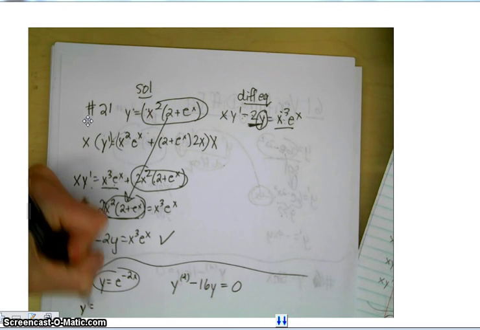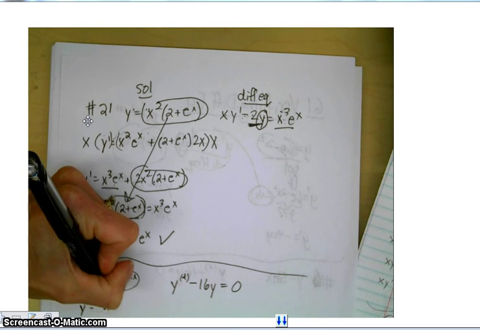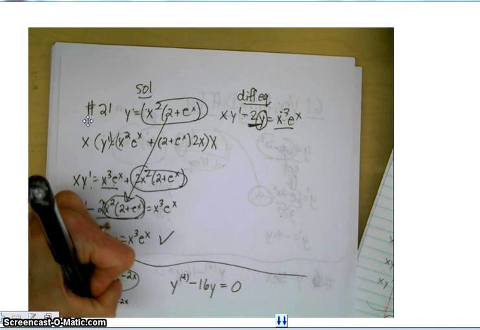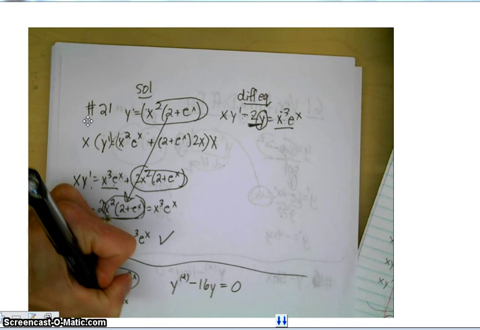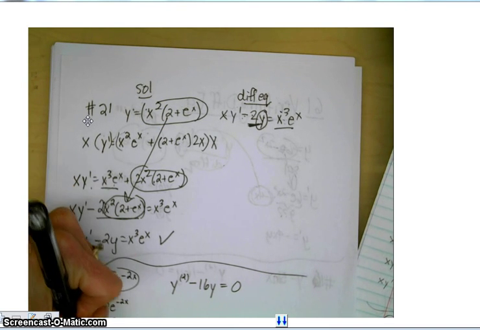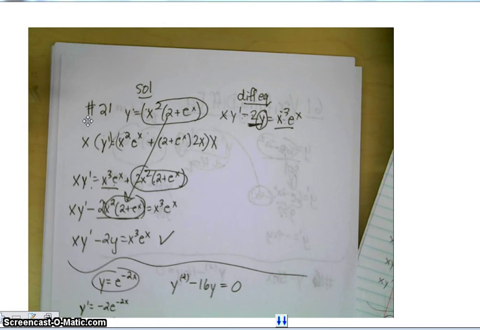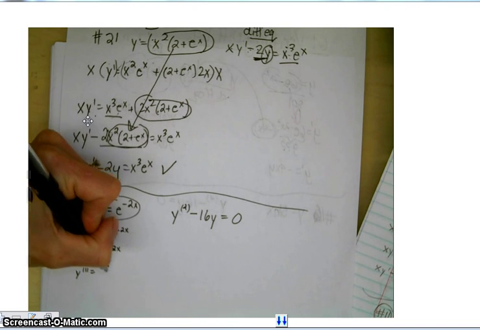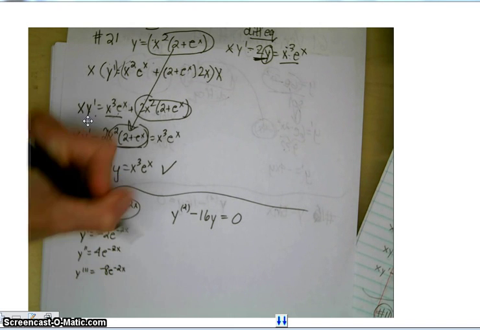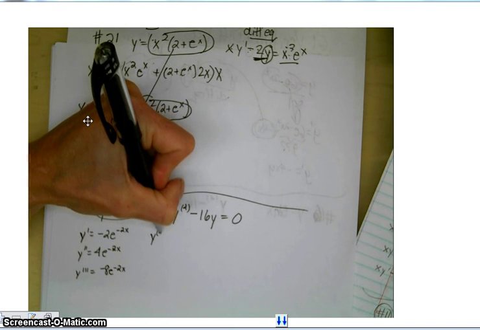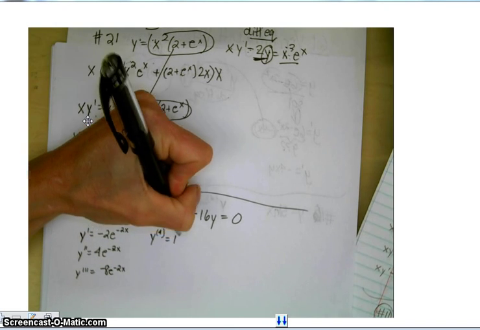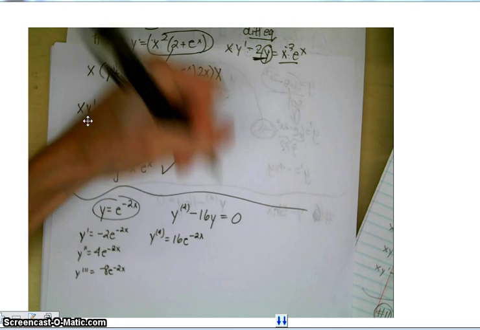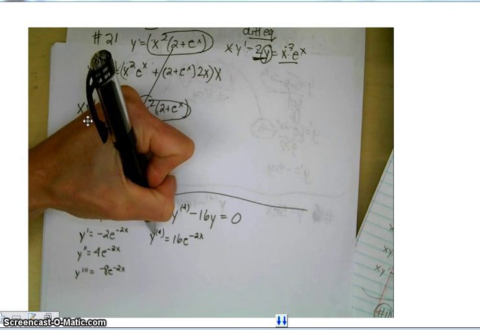So the first derivative is going to be negative 2 e to the negative 2x. The second derivative is going to be 4 e to the negative 2x. The third derivative is going to be negative 8e to the negative 2x. The fourth derivative is going to be 16e to the negative 2x. So I need to take this and manipulate it so it looks like this.